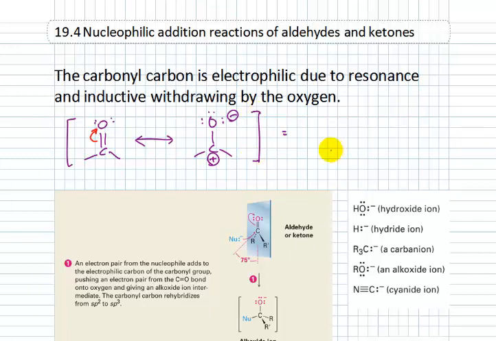That just means that a carbonyl compound has a significant partial positive charge on the carbon, partial negative charge on the oxygen. So that's why this carbonyl carbon is electrophilic due to resonance withdrawing as well as inductive withdrawing. Oxygen is more electronegative anyway than carbon, so it pulls electron density from that carbon just through the sigma bond.